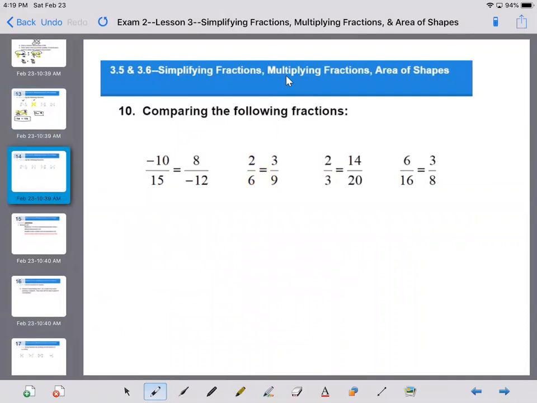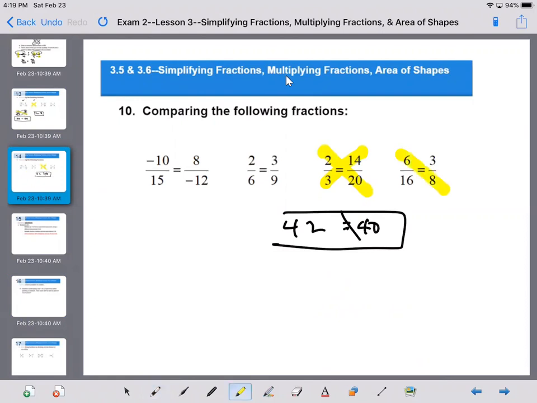And then if you look at 2 times 20, which would be 40, and then 3 times 14, that would be 42, and these are not equivalent. And then 6 times 8 and 16 times 3, 6 times 8 is 48, 16 times 3 is 48, so this is checked. So this one's not, and those other two would be equivalent fractions.